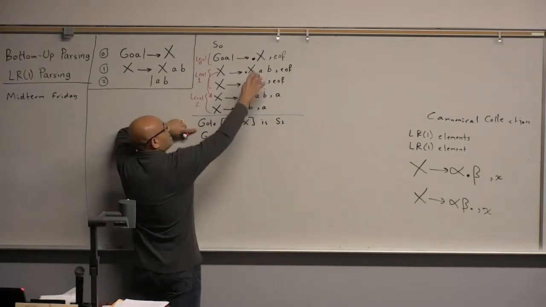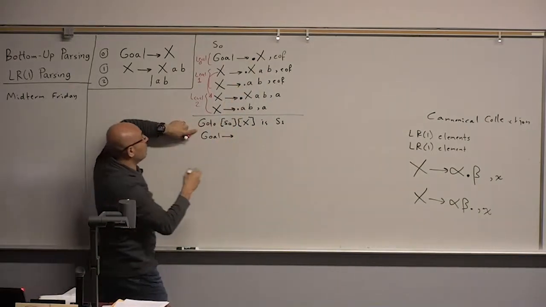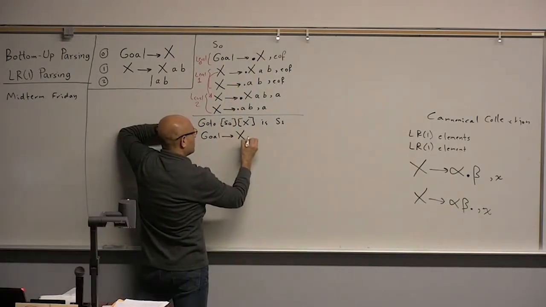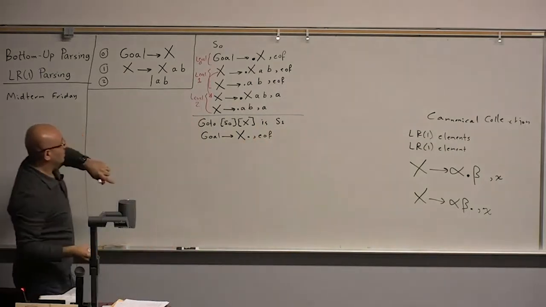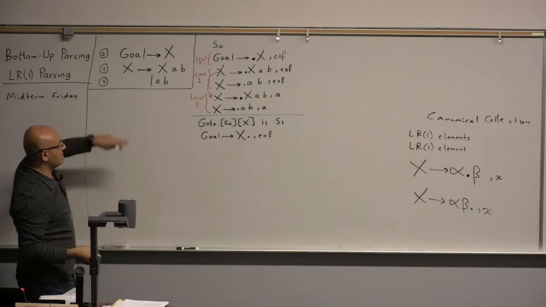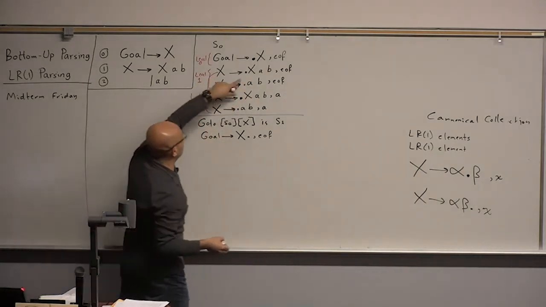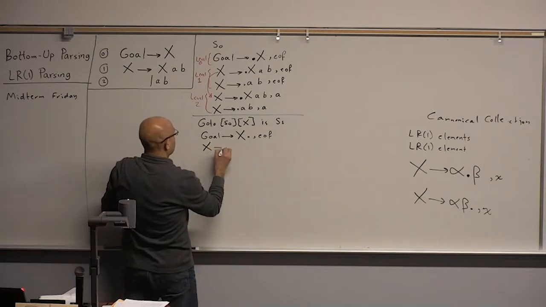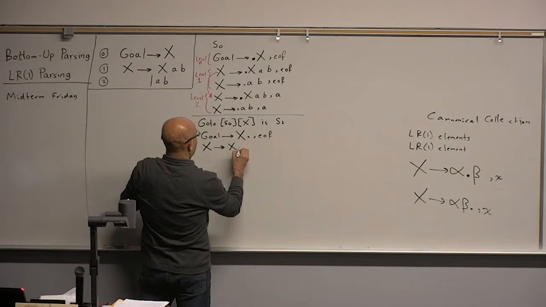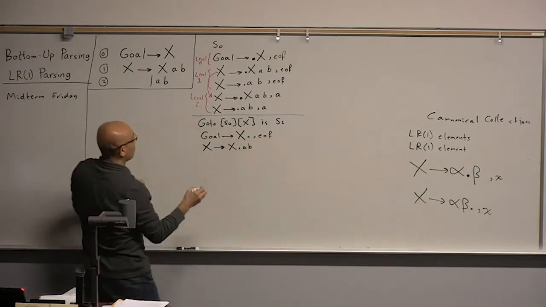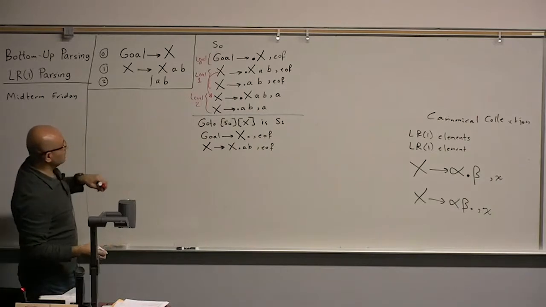So if we get an X, the placeholder will move. These placeholders are tracking the progress. So we're going to get this end of file. Anything else? Yes. We look at all the X's that are preceded by placeholders. So this one is going to give us X dot AB, end of file. And what else?